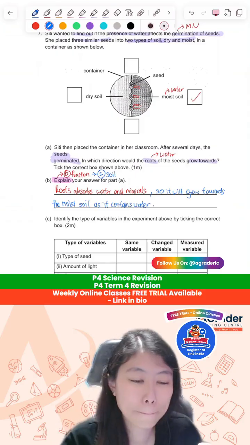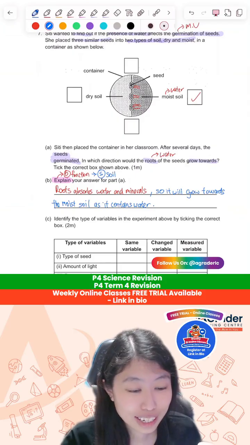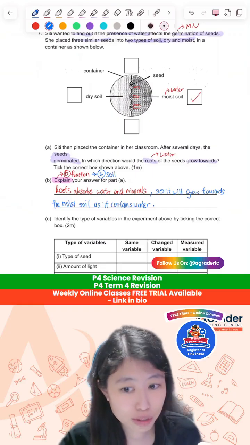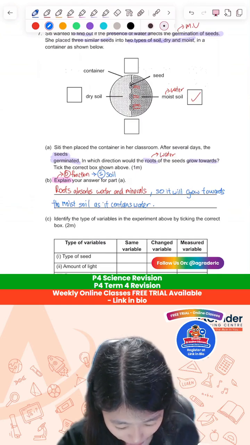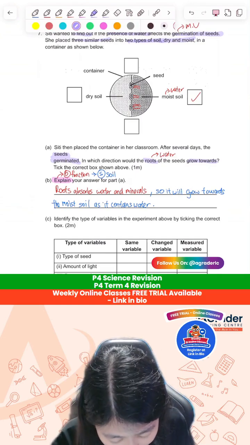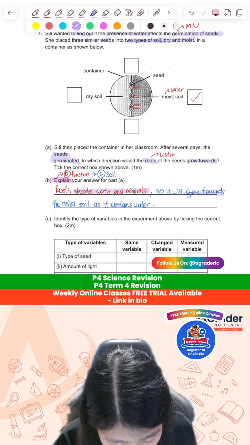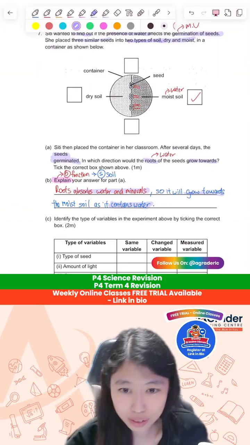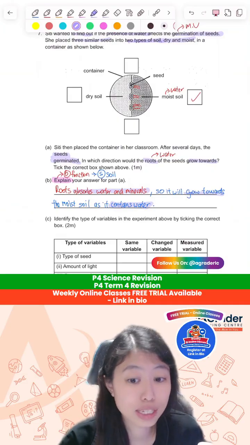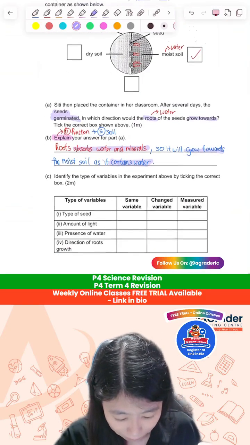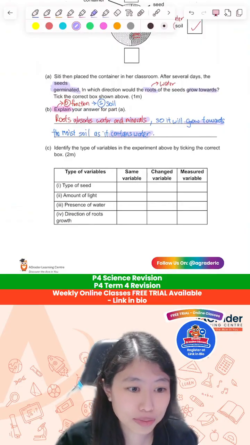Yours is fine as well. I'm going to highlight the key things. You must talk about the function of the roots. Grow towards because there is water, because it needs to absorb water. Okay, so let's look at C.